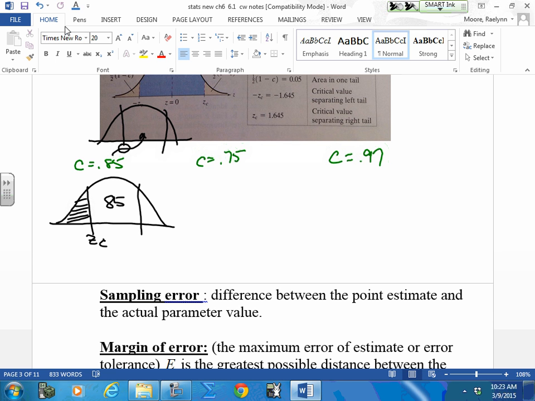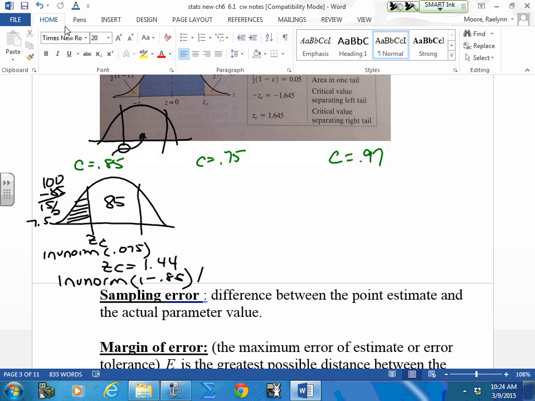So two ways. You can subtract this out here first, and then divide it by 2, and get 7.5. You can put inverse norm 0.075, and get a z-score of what, 1.44? Yeah. Or you can let the calculator do this division and subtraction, and then you don't have to worry about ever getting it wrong. But make sure you say subtract in parentheses, then divide by 2. Otherwise, it will do the 0.85 divided by 2, and then subtract that from 1. So make sure it looks like that.